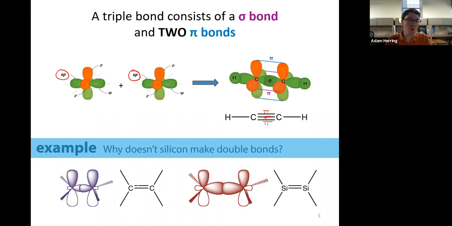And so we can understand the nature of multiple bonds by taking a look at cases where they don't occur. Carbon, for example, forms double bonds and triple bonds. However, silicon does not. Now, why not?